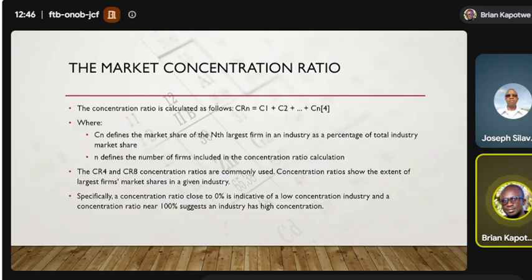You're looking at whether it's got monopolistic tendencies or not. And in that particular case, for the HHI, you have a much broader perspective because you're looking at all the firms. But for the market concentration ratio, you're only looking at the top firms that are dominating the market. Isaac, I see your hand is up.